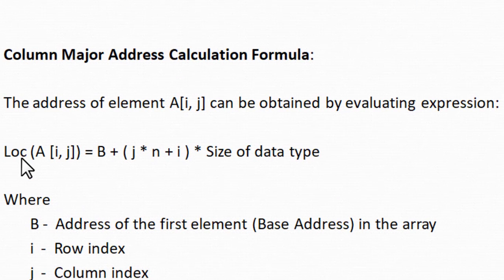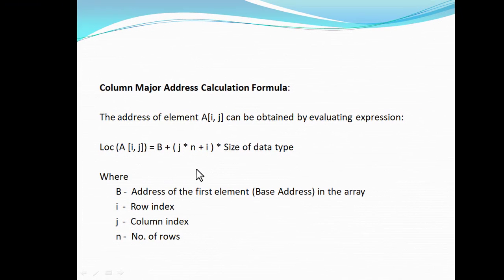Next we will see the address formula for the column measure. For the column measure, the address formula is b plus (j into n plus i) multiplied by the size of the data type, where b is the base address, i is the row index, j is the column index, and n is the number of rows.